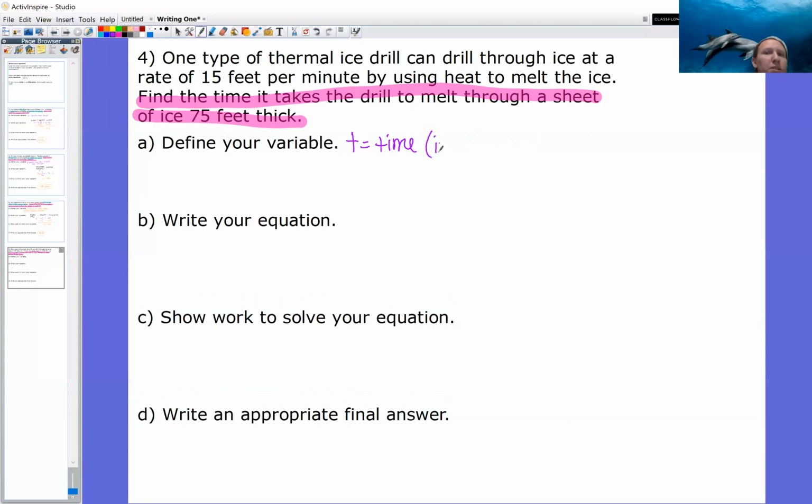I'm going to even be more specific and say in minutes. It takes the drill to melt the ice. Okay. Now we need to write our equation. So go ahead and try that.